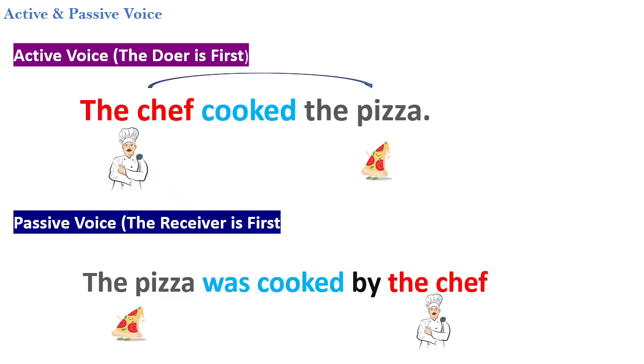For example, you can see at the bottom of the same slide, the pizza was cooked by the chef. Now you have seen that we have interchanged the position. The pizza, which was the object, has replaced the position of the subject. It has come at the start, at the beginning of the sentence, right? The pizza. Then we have the verb phrase in blue color, was cooked. By whom? By the chef. So the subject has come at the end of the sentence, and before it we are using by.